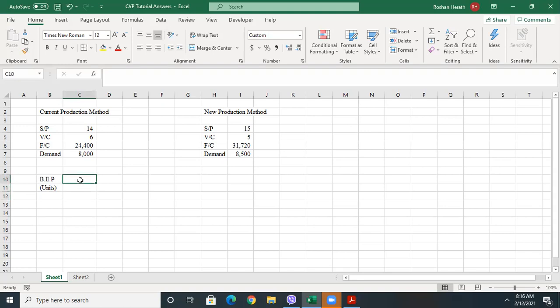And that's going to be 24,400 divided by 14 minus 6. 24,400 divided by 8. Yes, you are very correct. It is 3,050 units. So that is the answer for part A.